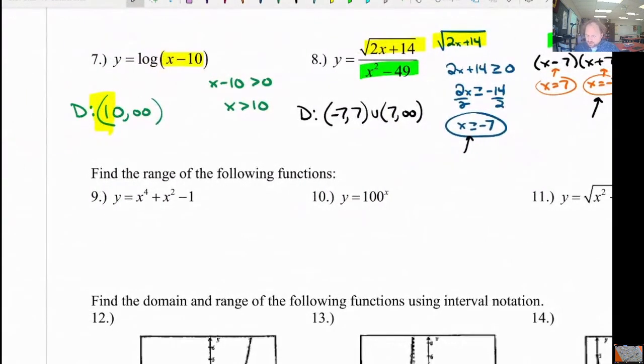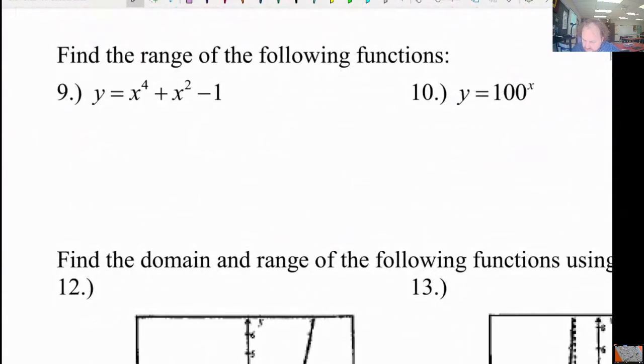Let's talk about the range of certain functions also. Range would be the output of functions. What comes out of these things?